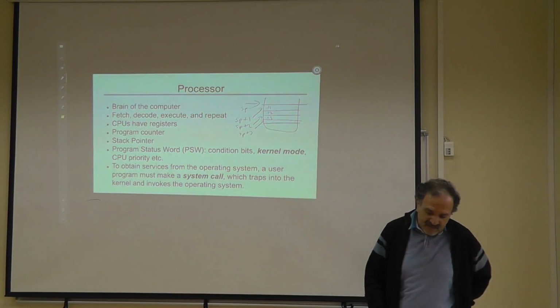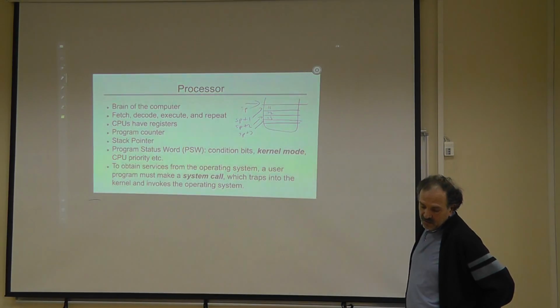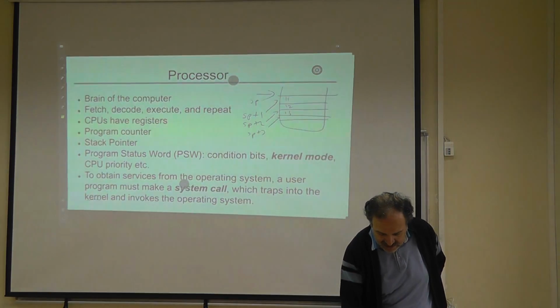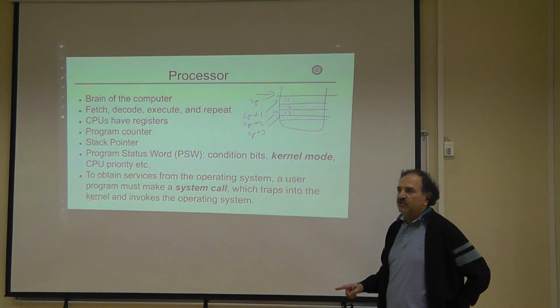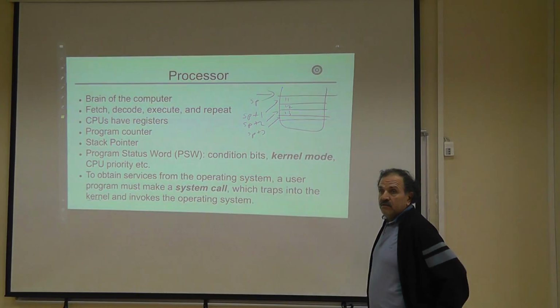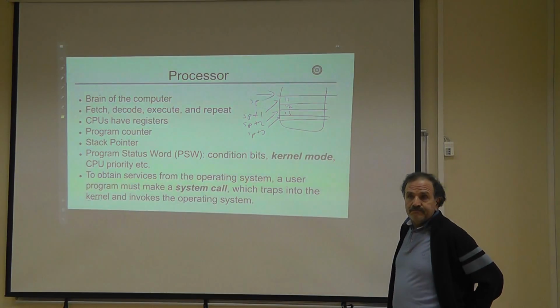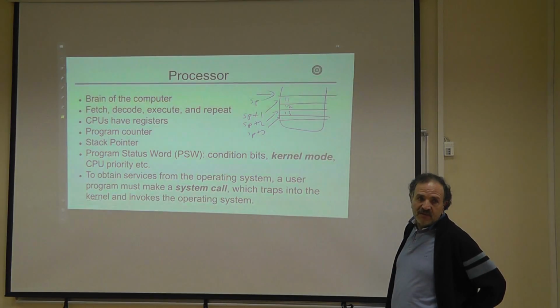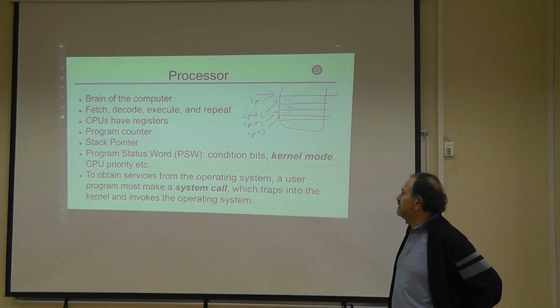Then we have the program status word, PSW. It has the condition bits. A condition bit holds the result of the last arithmetic operation. If you do a comparison and the two numbers are the same, then this condition bit becomes 0. If the condition bit is 0, then branch. Otherwise, don't branch. After the comparisons, these condition bits are updated. That's the program status word.